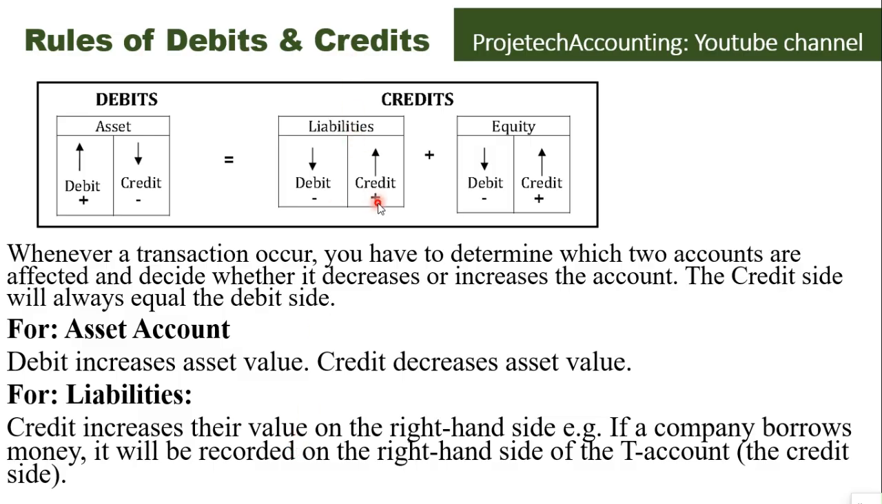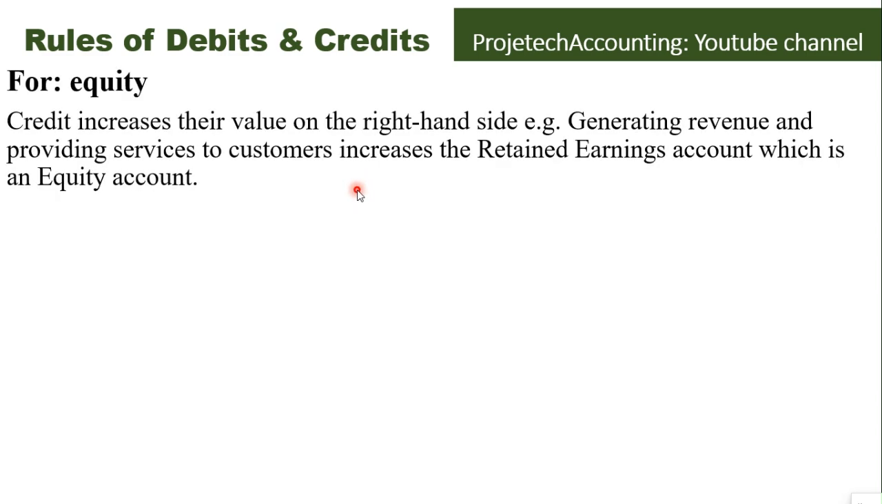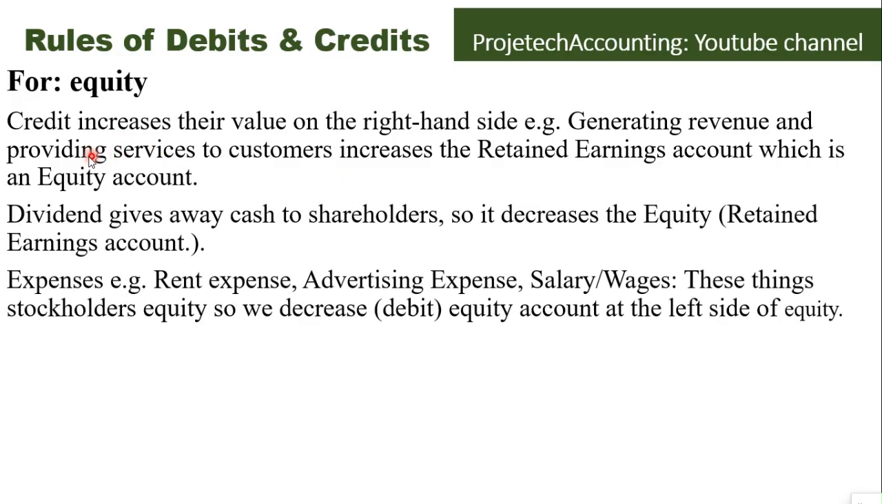As you can see here, anytime you borrow money, it increases the liability account, and that is going to be a credit. Going to equity, equity also increases on the right hand side. Generating revenue by providing service to customers increases the retained earnings account, which is an equity account, and this is going to increase the value of the equity account on the right hand side.